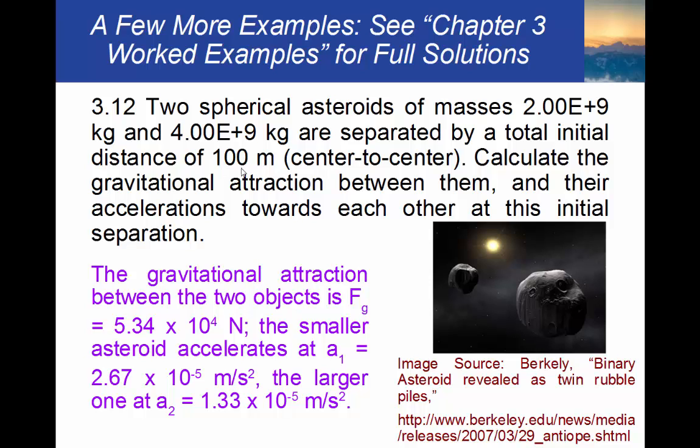And so assuming that this 100 meters that's given here is actually 3 significant figures, that means that the force between the two asteroids should be about 5.34 times 10 to the 4 newtons. That's 53,400 newtons. And the acceleration should be 2.67 times 10 to the minus 5 meters per second squared for the smaller asteroid. So that's going this way. And for the larger one, should be 1.33 times 10 to the minus 5 meters per second squared going this way.